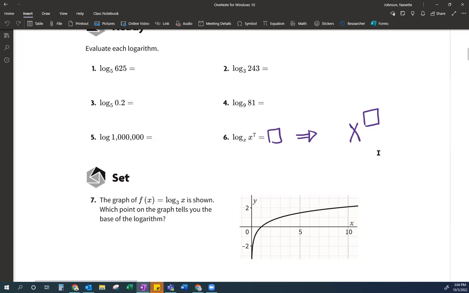So let me play matching really quick. This little x here is this big X here. This box right here is this box right here. And then equals, this guy right here is this guy right here, okay? It is equal to x to the 7th. What do you guys notice here?